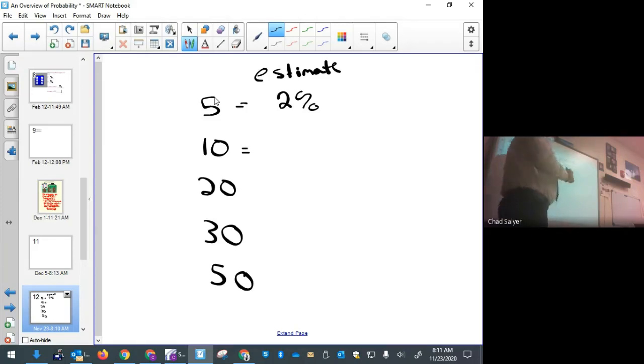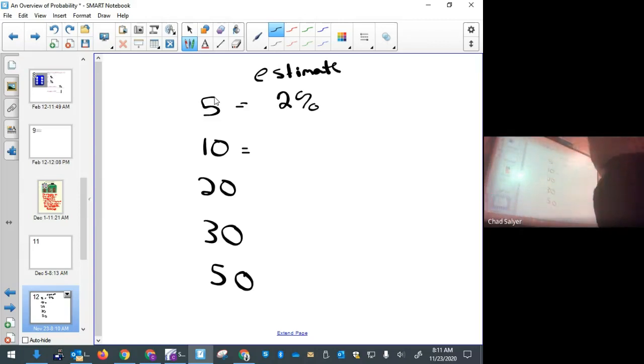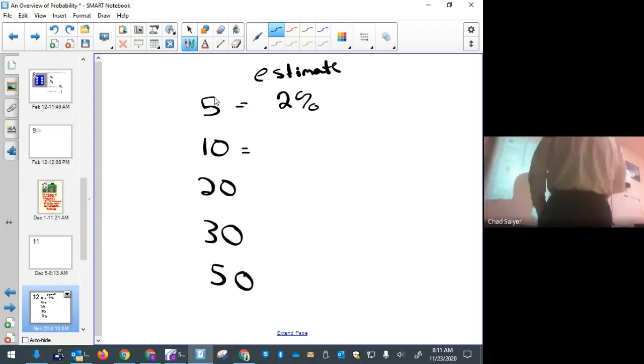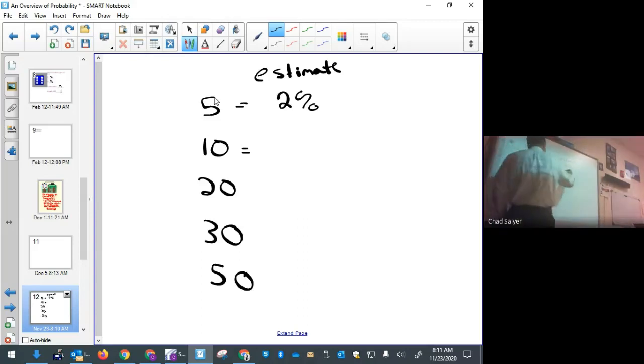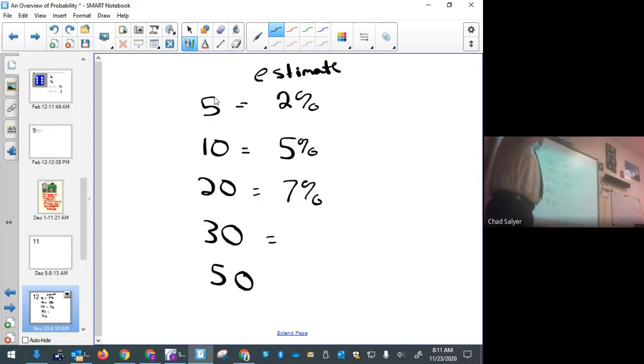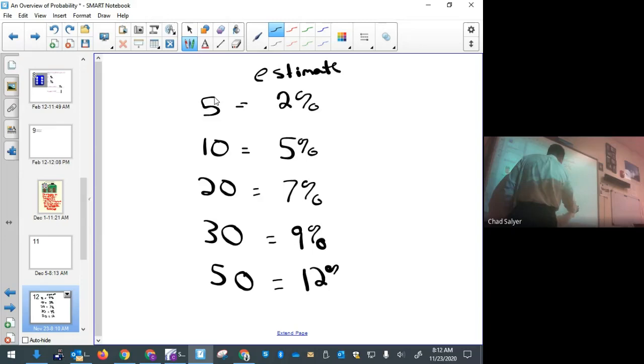What about a room with 10 people, Colby? What do you think is the likelihood somebody would share a birthday? 5%. Okay. What about a room of 20, Macy? 7%. Okay, that's a good guess. We're consistent here. We're just having a little thought experiment. Allie, what do you think about a room of 30 people? 9%. Okay. And then finally, a room of 50 people, Gracie. What do you think? 12%. That's good. Consistent. You didn't have to be consistent.